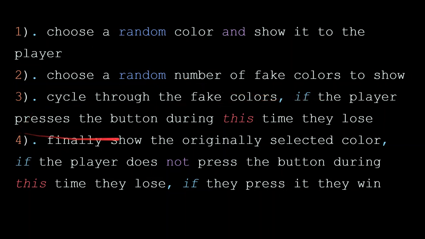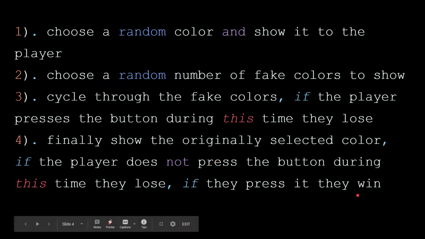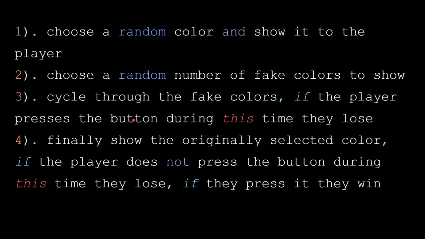If the player presses the button during this time, they lose, because that means they've pressed on the wrong color. And then after that, we're going to show the original color after those random number of fake colors. When the original color is shown, if the player does not press the button, then they'll lose because they didn't press it for the color they needed to. But if they do press it, then they win. And the amount of time they have to do this is the same as the amount of time it takes to cycle through each different fake color.